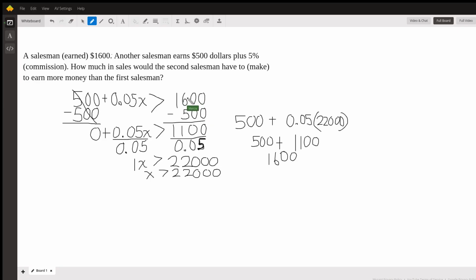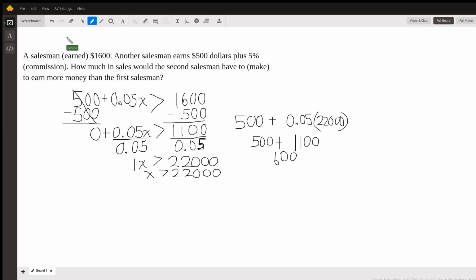Now remember, they're equal. But remember the symbol we had, greater than. So as long as salesman number 2 is selling anything greater than $22,000, even if it's $22,001, $22,002, $22,003, he is going to earn more than salesman number 1.